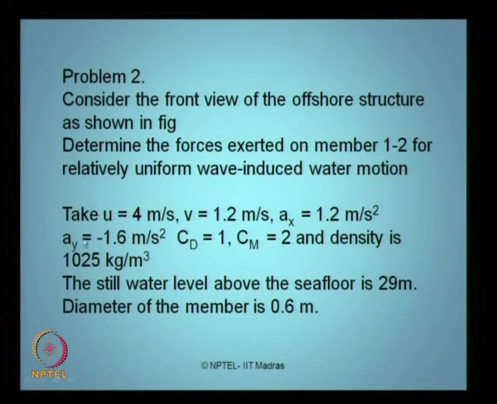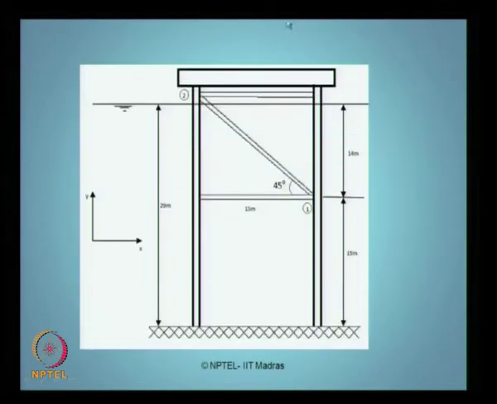You can take the horizontal water particle velocity as 4 meter per second, vertical as 1.2 meter per second, horizontal acceleration as 1.2 and vertical acceleration as minus 1.6 meter per second squared. CD and Cm are given as it is, density can be given. The still water level above the sea floor is taken as 29 meter, diameter of the member is 0.6 meters. This is the figure, this is the member 1 and member 2.